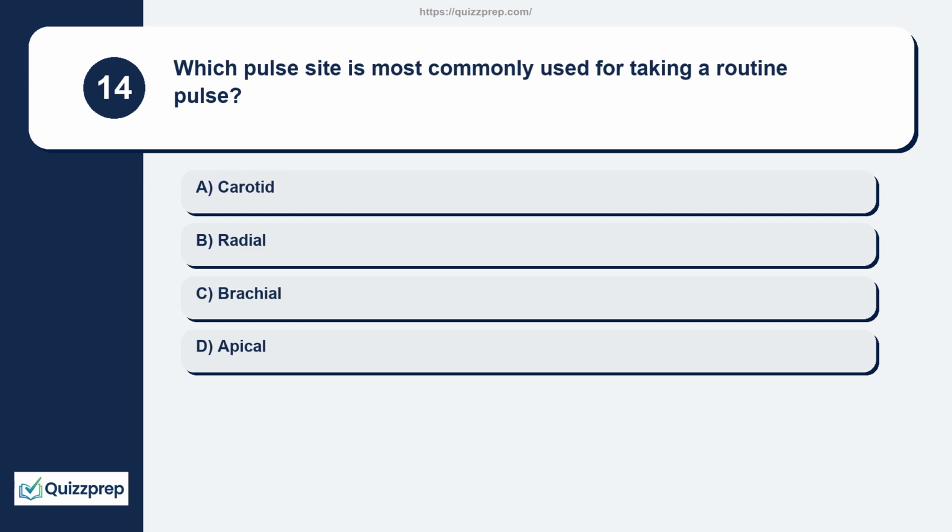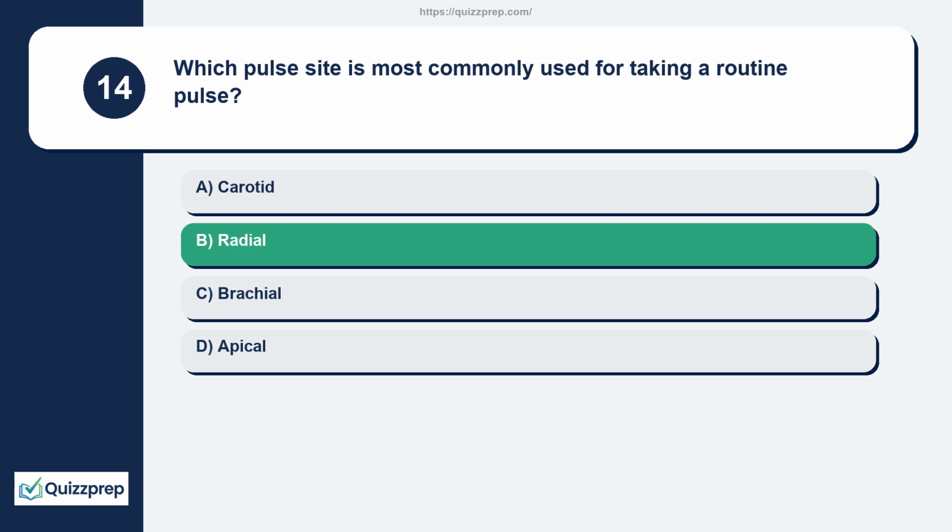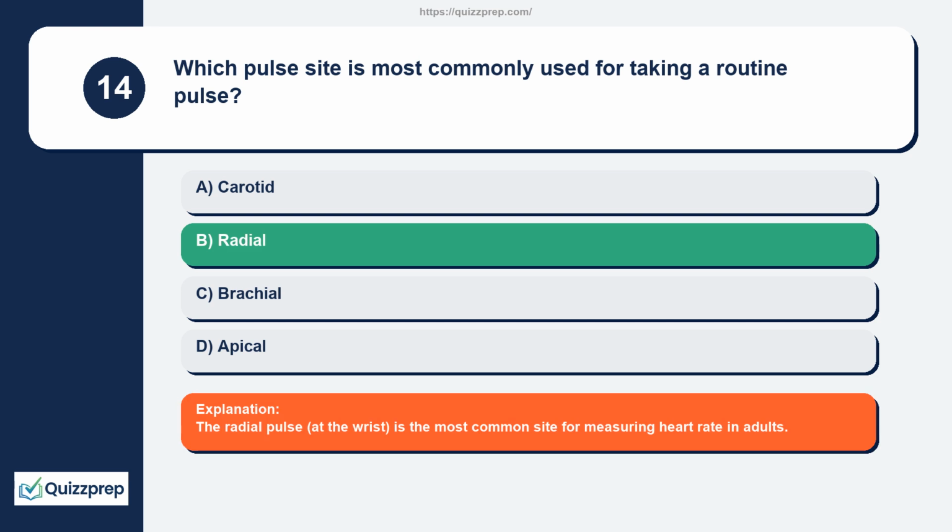Question 14. Which pulse site is most commonly used for taking a routine pulse? Carotid, radial, brachial, apical. The radial pulse, at the wrist, is the most common site for measuring heart rate in adults.